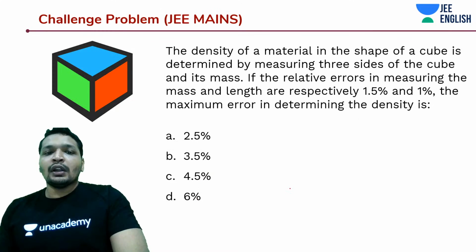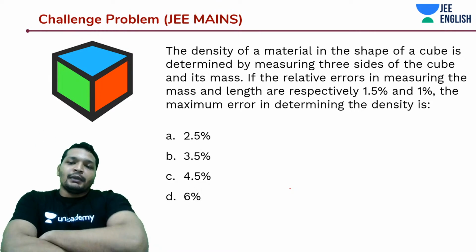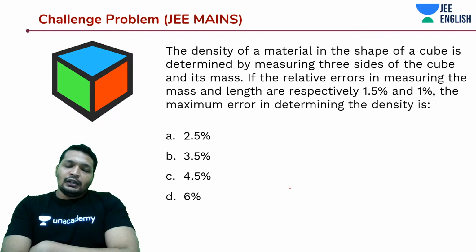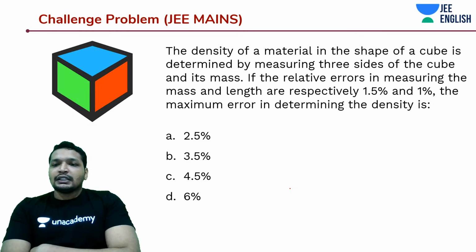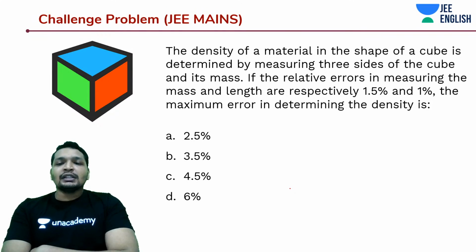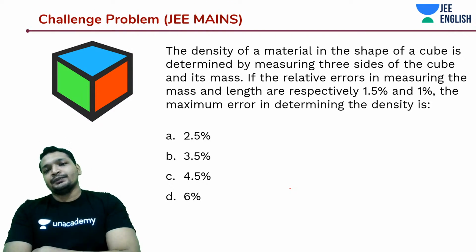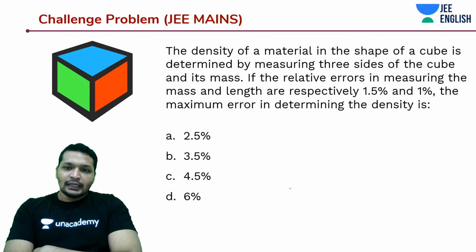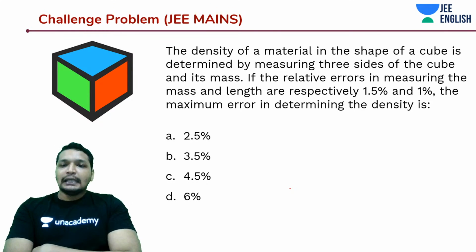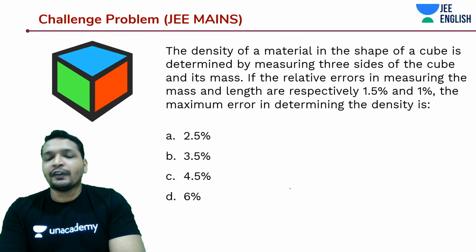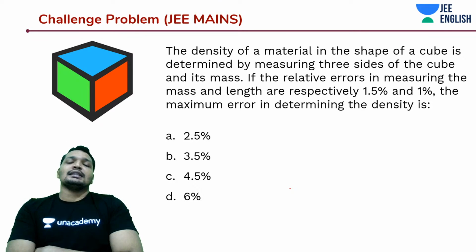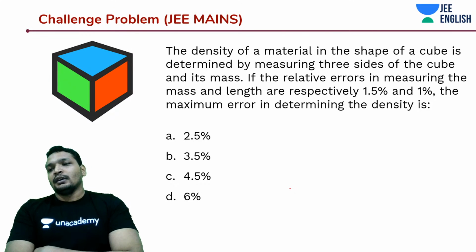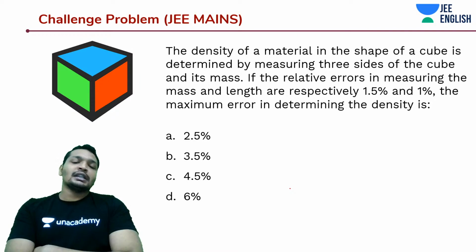Now this was one of the JEE Mains, or one of the competitive exam questions. The density of a material in the shape of a cube is determined by measuring the sides of the cube and its mass. The relative measuring errors in the mass and the length are 1.5% and 1%. What is the maximum error in the density? The options are 2.5%, 3.5%, 4.5%, or 6%.